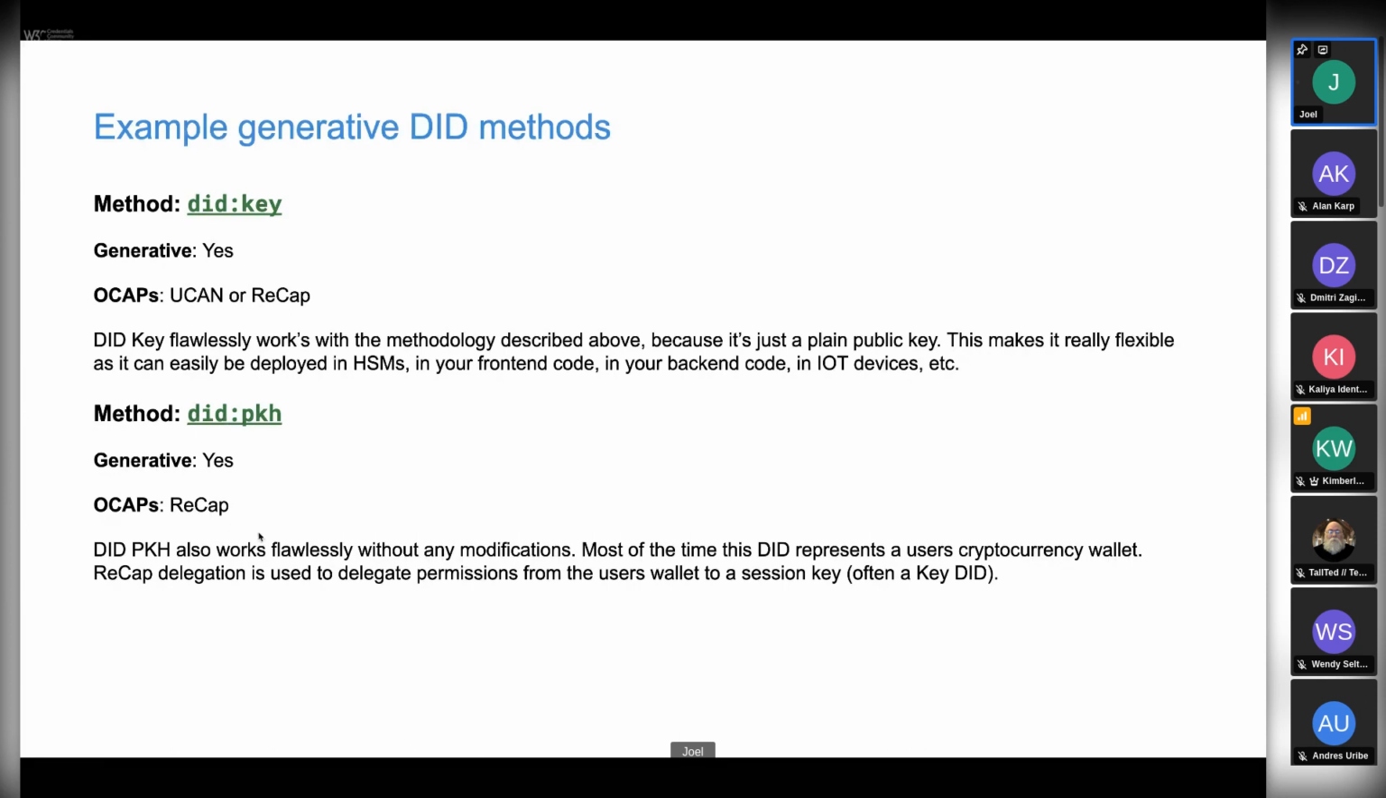did:pkh, also purely generative, works with ReCaps, signing with Ethereum, or there are similar things to signing with Ethereum for other blockchain wallets. The benefit of did:pkh is that there's already a wide distribution of cryptocurrency wallets out there that people are using, as it enables us to have wide distribution.